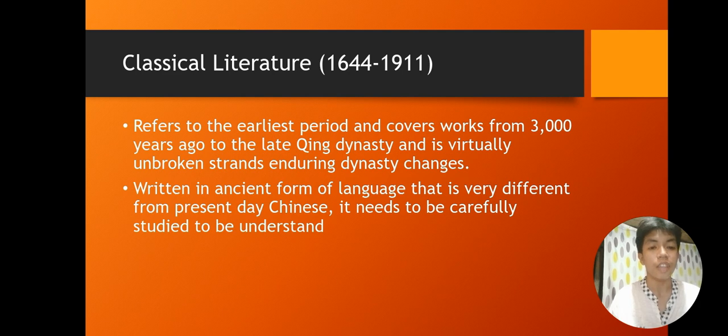Written in an ancient form of language that is very different from present-day Chinese, it needs to be carefully studied to be understood. So, Chinese classical literature is written in classical Chinese, a language vastly different from modern Chinese, requiring dedicated study to decipher and appreciate its nuances.